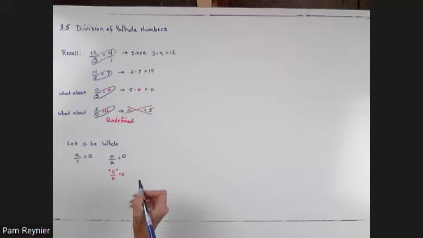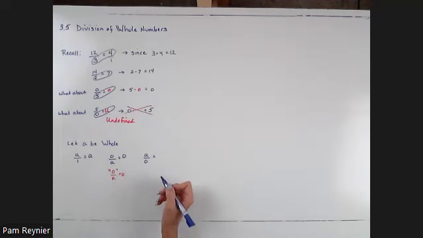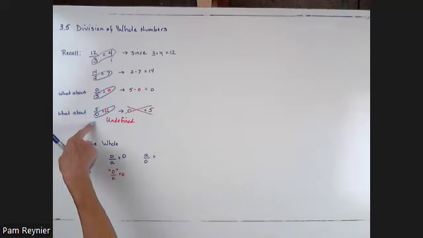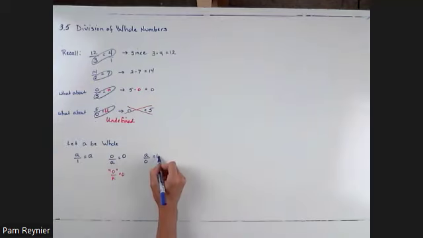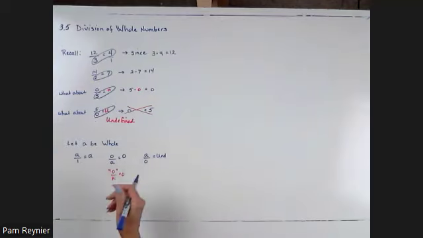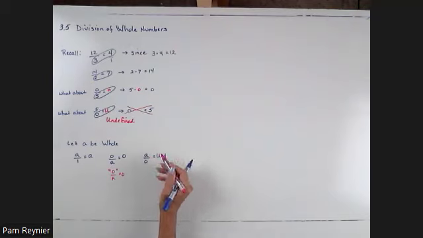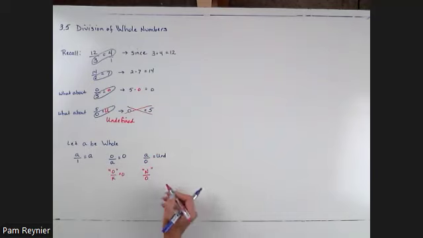But if I take a number and I try to divide it by 0, remember we did that up here. You cannot divide by 0. That gives you an undefined answer. So no, you may not divide by 0. A number divided by 0 is no, can't happen. That gives us undefined.